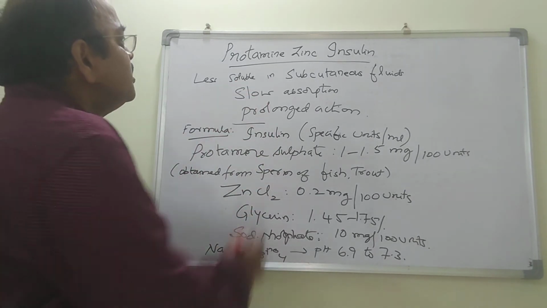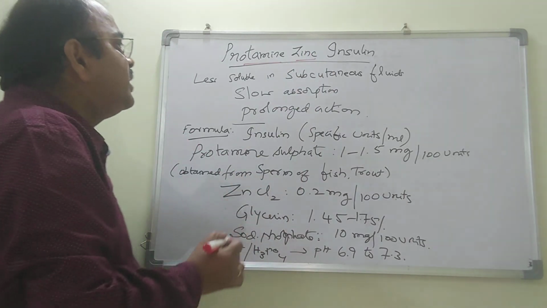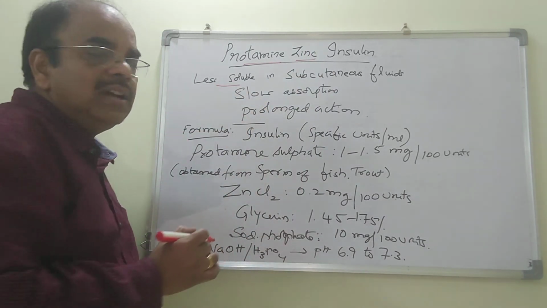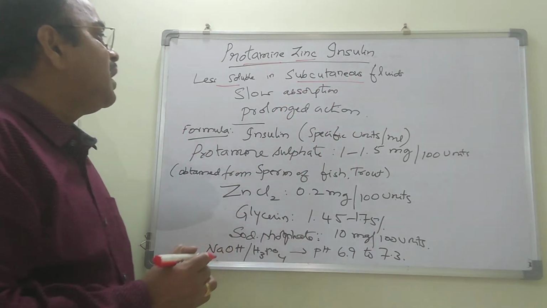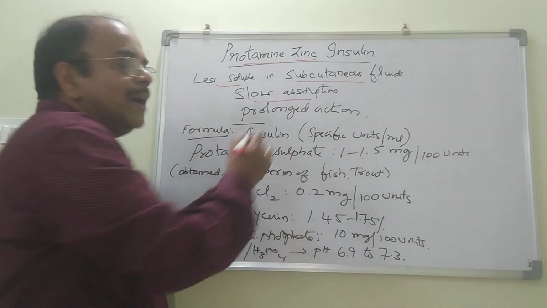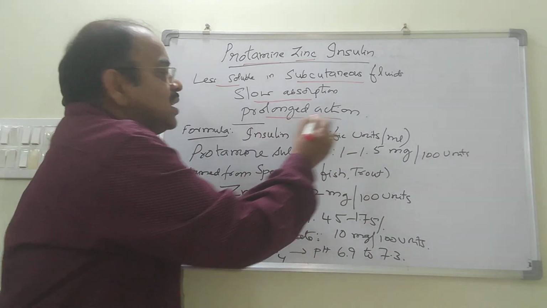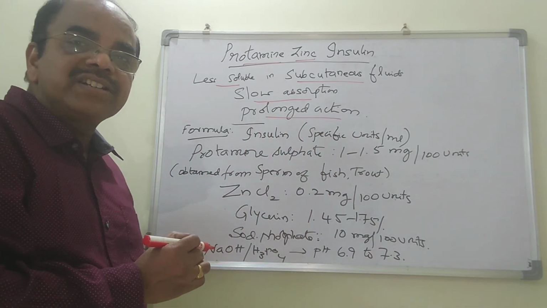By adding the protamine and zinc to the insulin, we can make it less soluble in the subcutaneous fluids, and we can make it slow absorption. We can prolong the action of the insulin.